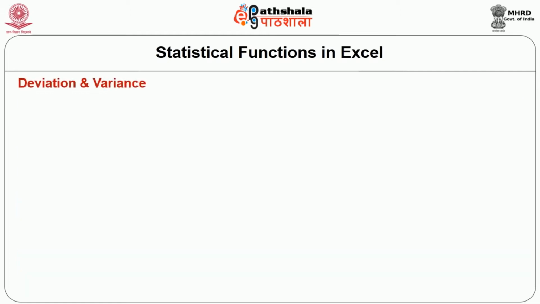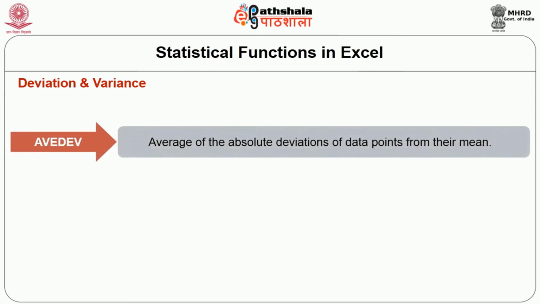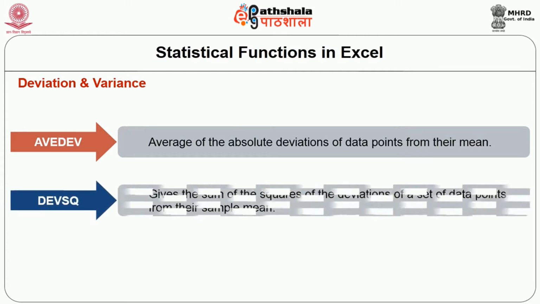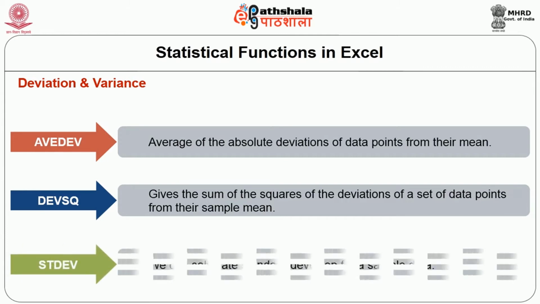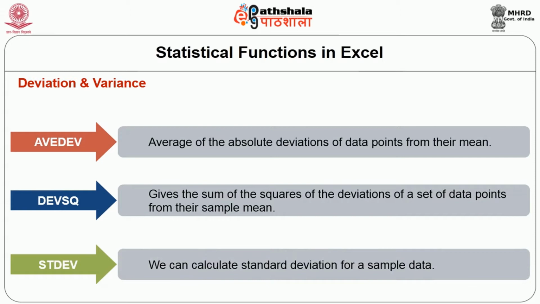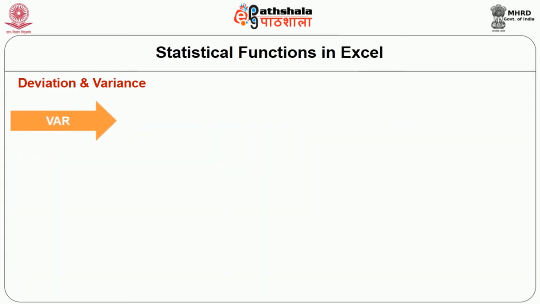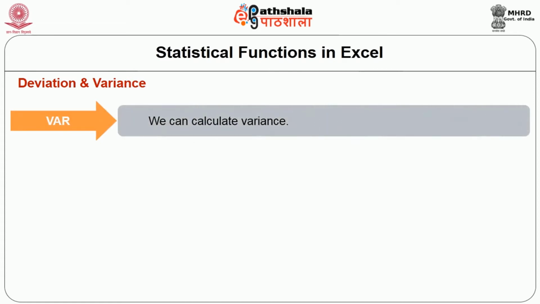Deviation and variance. AVEDEV: average of the absolute deviations of data points from their mean. DEVSQ: it gives the sum of the squares of the deviations of a set of data points from their sample mean. STDEV: we can calculate the standard deviation for sample data. VAR: we can calculate variance.